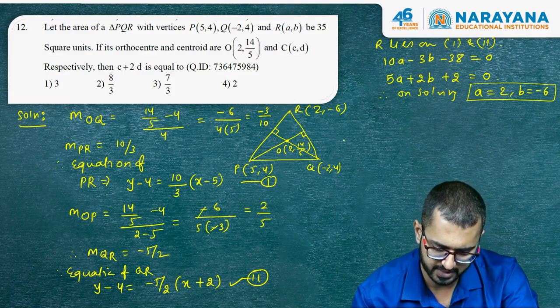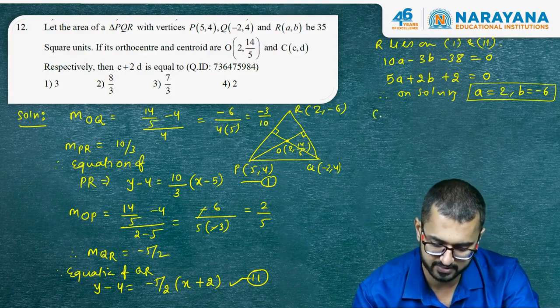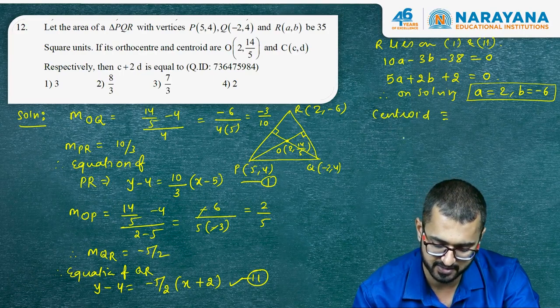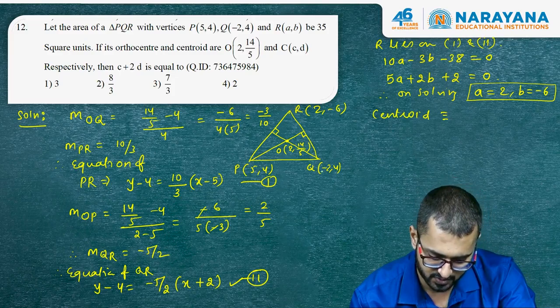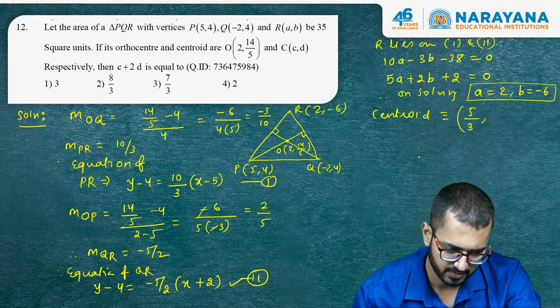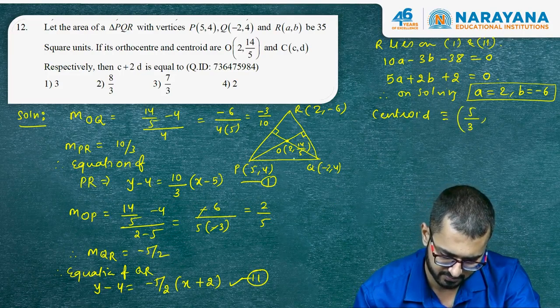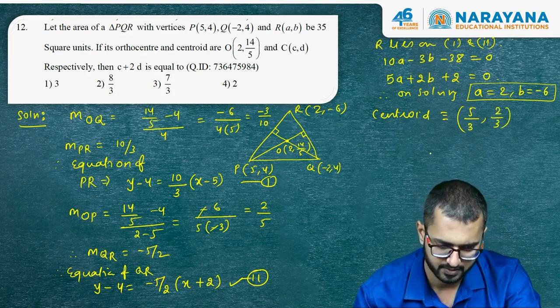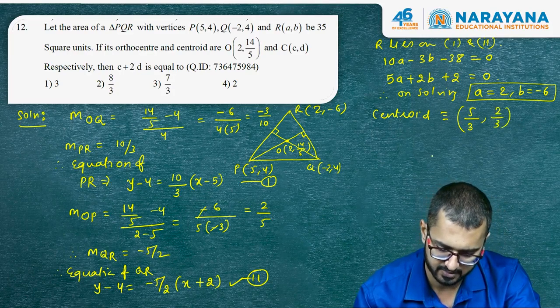If it is 2 and minus 6, that means we now need the centroid. So yes, the centroid we can just write down by your usual formula and celebrate. So this becomes 5 minus 2 plus 5 that is simply 5 over 3, comma, 4 plus 4 is 8 minus 6 is 2 over 3. So we got C and D.